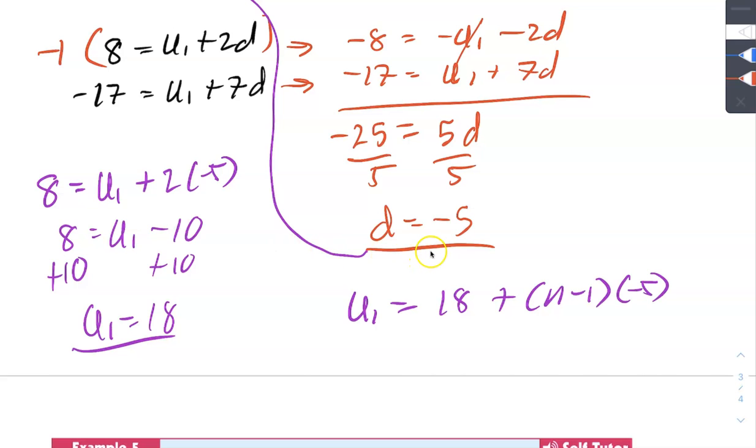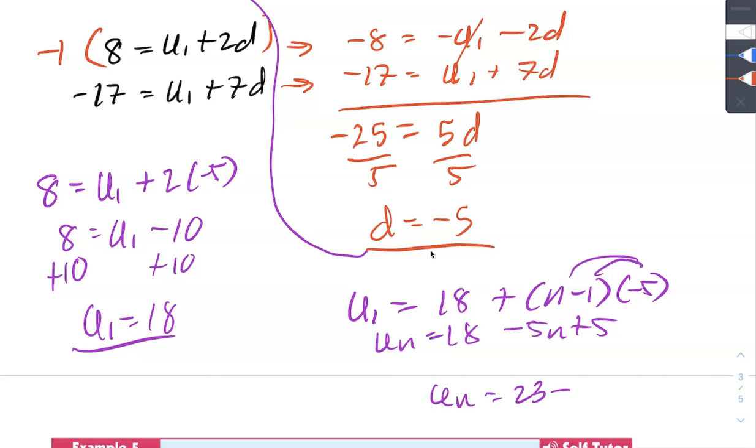Again, I could leave it like that, but if I want to make it look a little nicer, I'm going to distribute real quick. Takes me 2 seconds. And I get un equals 23 minus 5n. And that's how I do it.